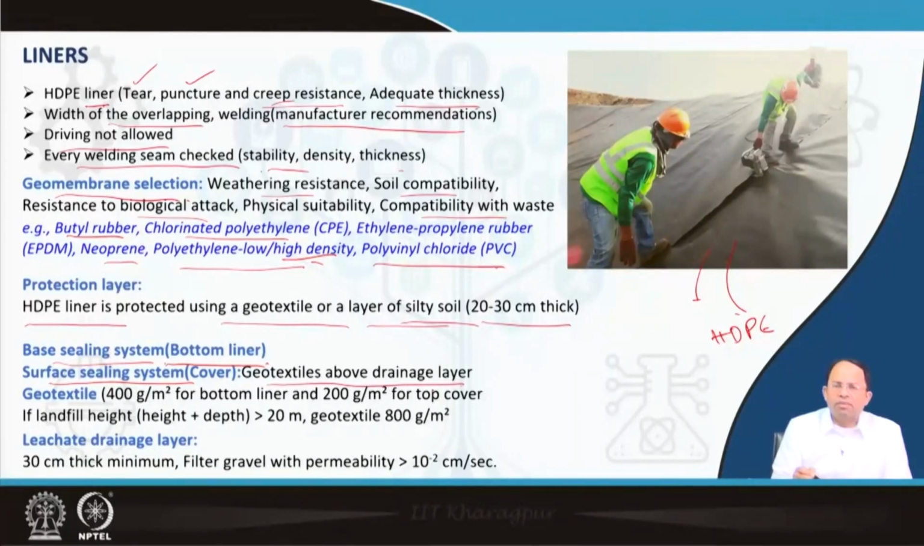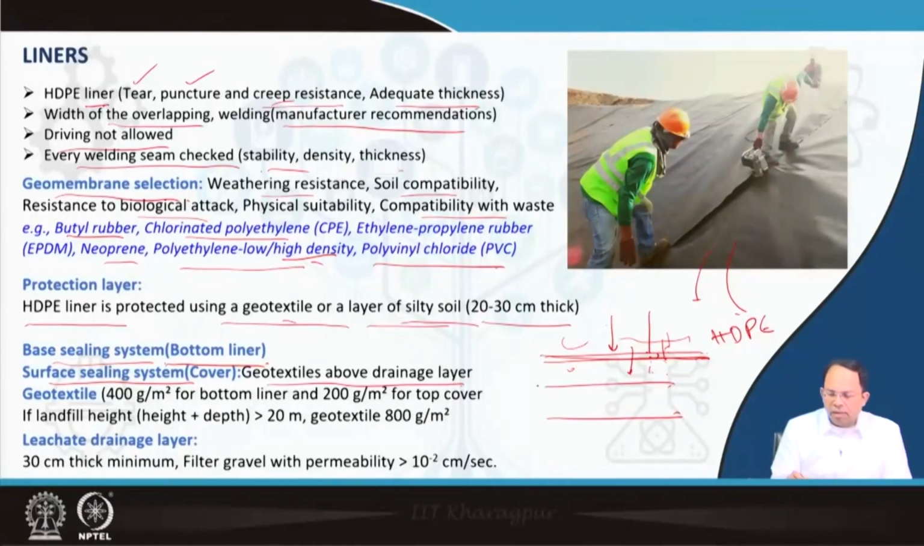Geotextiles are given above the drainage layer. So we have the bottom liner, then we have the drainage layer, and then above that we are given some geotextiles, and then above that we have the waste. So we allow water to go through the geotextile, but we don't allow waste to mix with this particular burial layer. And then it allows the water to go inside the drainage layer finally, but the waste doesn't mix with the drainage layer, right? So that's the purpose of this silty soil or the geotextile layer.